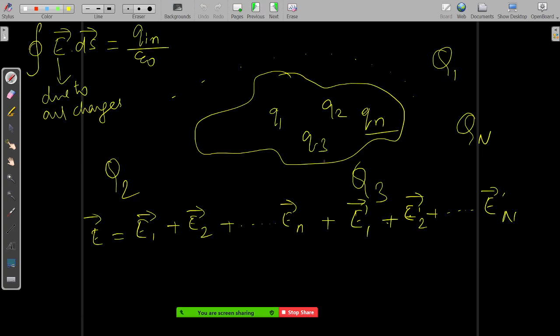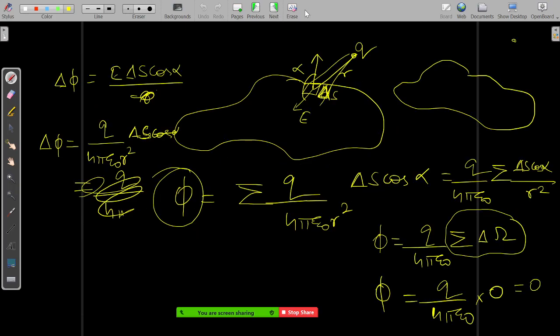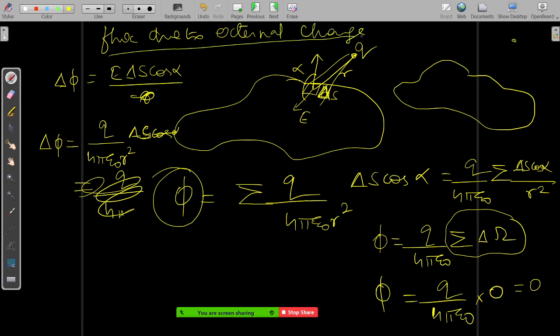Now we'll come to this part. So this is flux due to external charge only. So this is only external charge. There is no internal charge basically. So the net flux will be equal to 0.